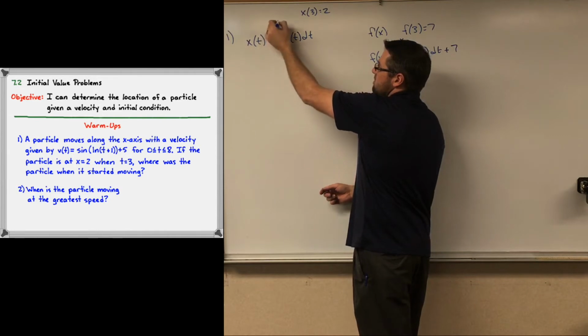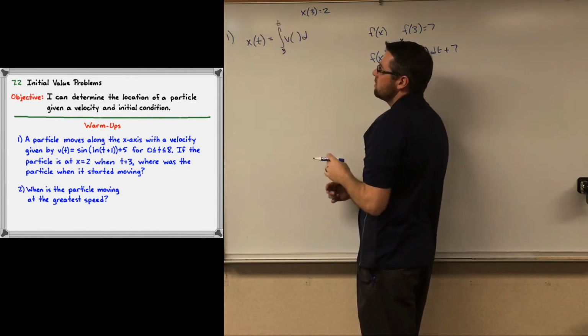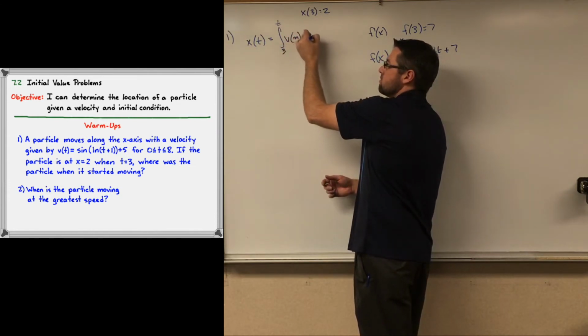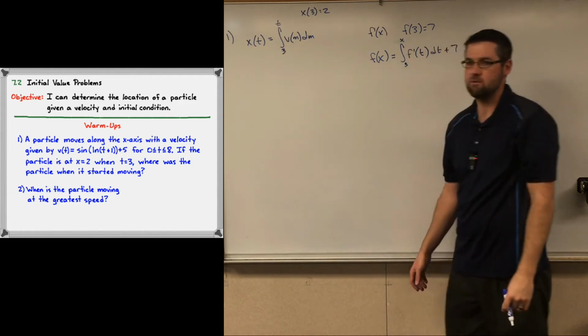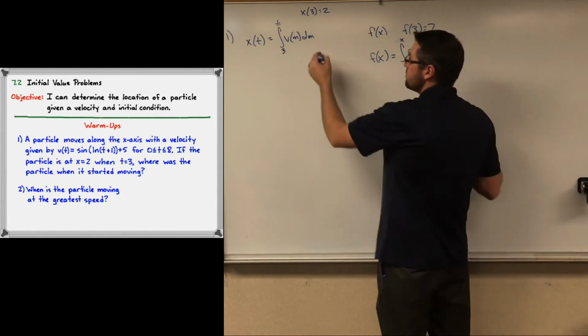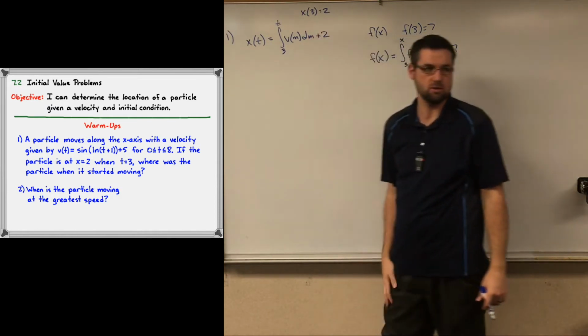What's the variable? t. Because that's t, this has to change. What do you want to change it to? No, we already got x. Whatever, it doesn't matter, whatever you want to call it. It's just a dummy variable, doesn't mean anything. And then what? Plus 2. Okay, so that's my equation for position.